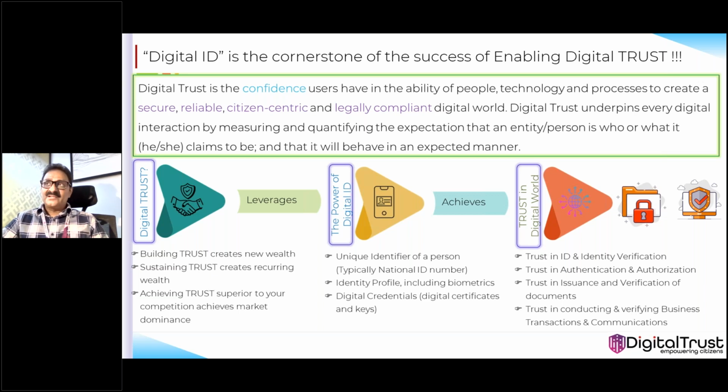Now, these requirements could be sector specific. Banking may have their own regulations, telecom may have their own regulations, and so on. So therefore, a combination of digital ID and digital signatures is the core and cornerstone of trust. I mean, no trust, no business. No trust, the entire thing becomes chaos, almost like a civil war.